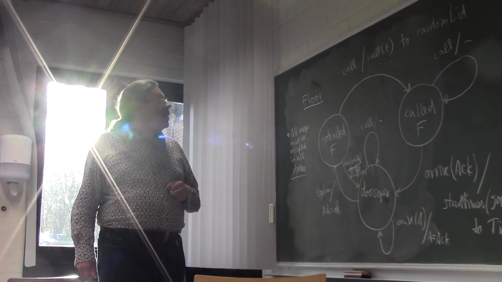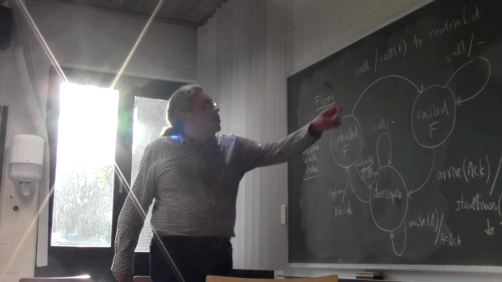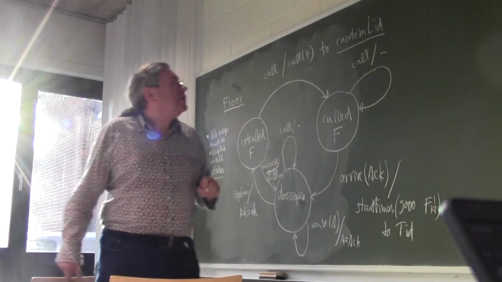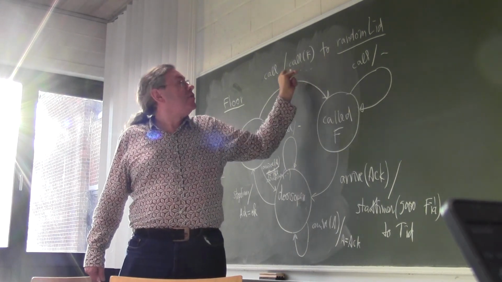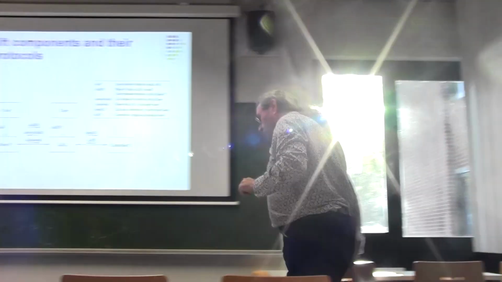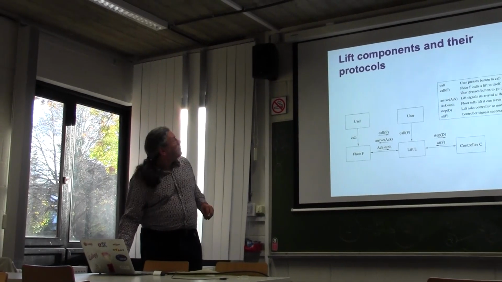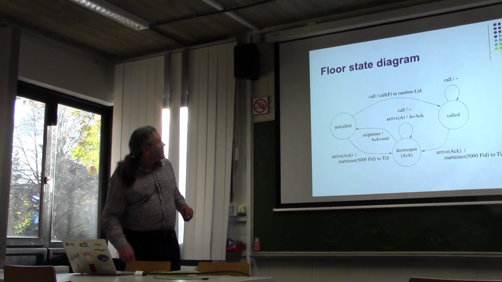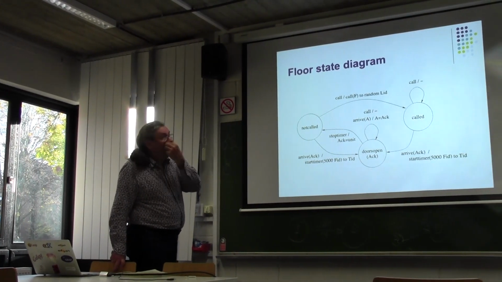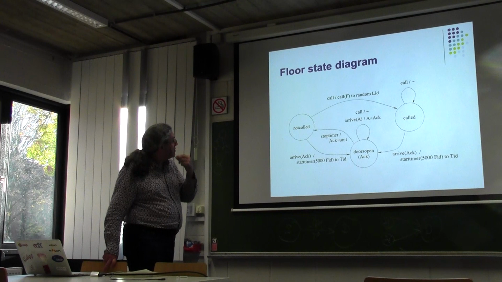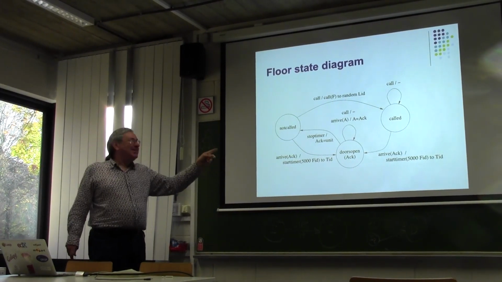This is the floor state diagram. It's kind of dumb because we picked a random lift. You could be smarter here. I'll show you a little later, if we have time, that you can do this much smarter. Okay. So here's the controller. This is the one in the slides. I think it's similar. This one is supposedly correct.